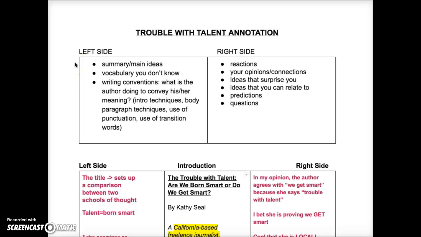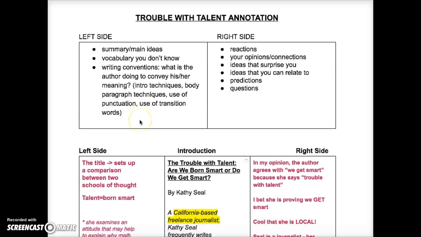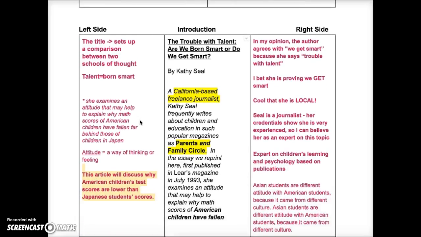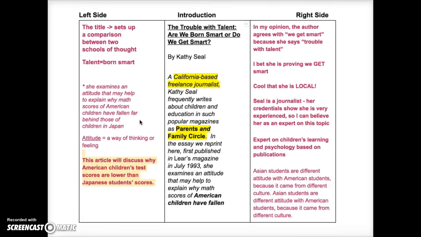Okay, so now here we are on our group doc, and I've included this left side, right side guide. And let me just start with the introduction, and I actually annotated for you the little background information that shows up before she even starts writing her article. So you can find out a lot about a text from its title. So always annotate the title too.